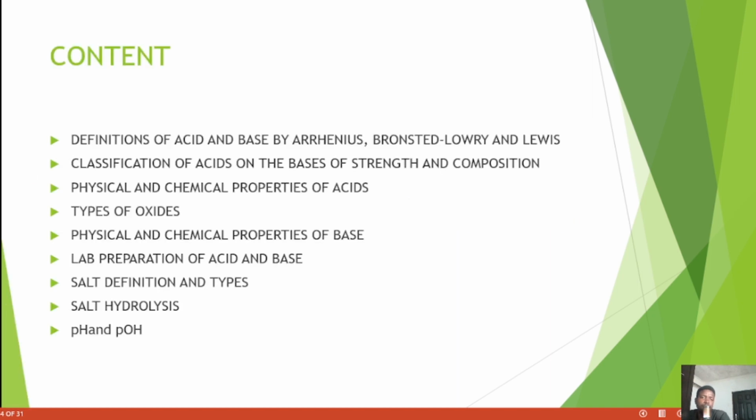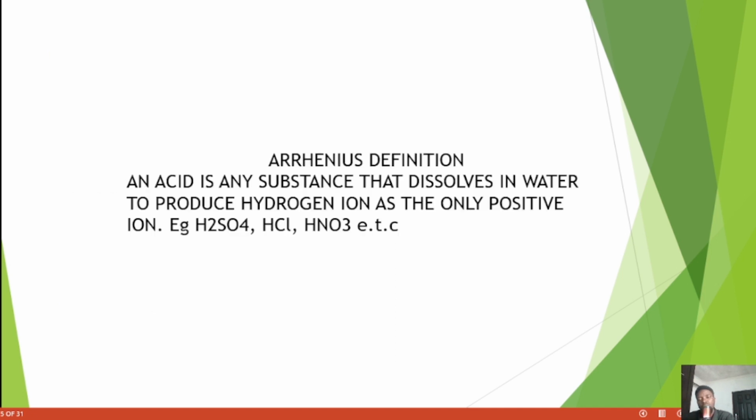The content is going to be divided into these sections or subparts. Let's get into the study. The first person that postulated the definition of an acid is Arrhenius. According to him, an acid is defined as any substance that dissolves in water to produce hydrogen ion as the only positive ion. Examples of such acids include sulfuric acid, hydrochloric acid, and nitric acid. But let's get to understand exactly what he means by looking at the screen.